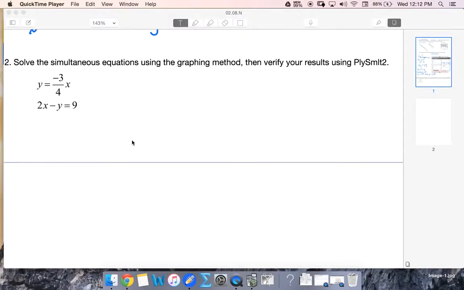All right, students, I'm back to show you how to verify this result using PlySmlt. So we've seen using PlySmlt to find roots. Now we're going to do the smlt part and use it to find the answer to simultaneous equations. So let's go into our calculator.